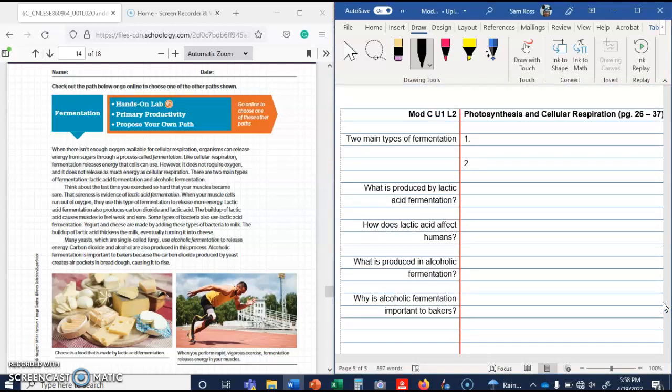Two main types of fermentation are lactic acid fermentation and alcoholic fermentation. And then the answers to these questions can be found all right here. So I'm going to let you go ahead and answer these questions on your own.